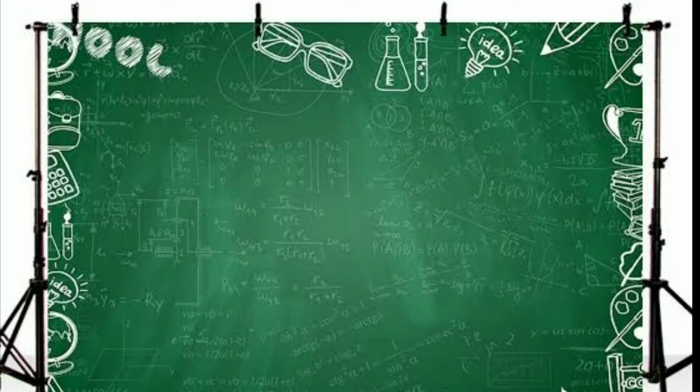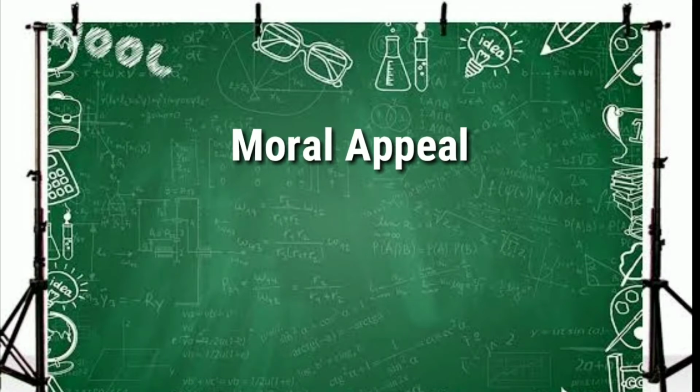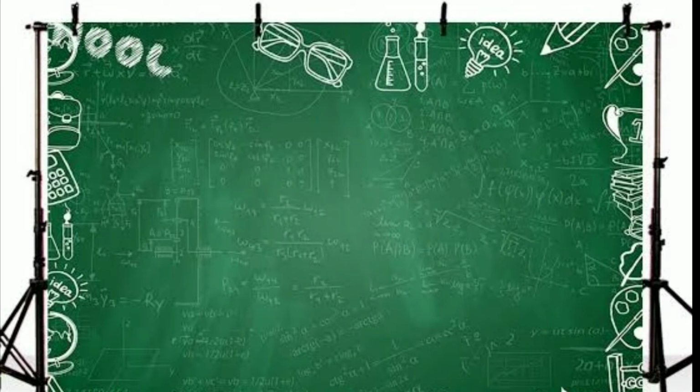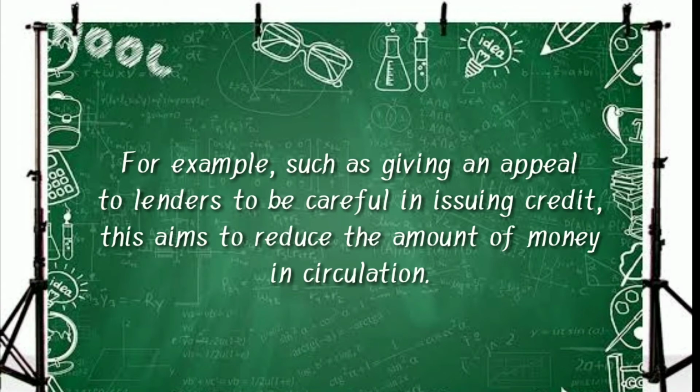The next instrument is moral appeal or moral persuasion. Moral appeal is a monetary policy in order to regulate the money supply by giving an appeal to economic actors. For example, giving an appeal to lenders to be careful in issuing credit. This aims to reduce the amount of money in circulation. Then, it will call on banks to borrow more money from the central bank in order to increase the amount of money circulating in the economy.